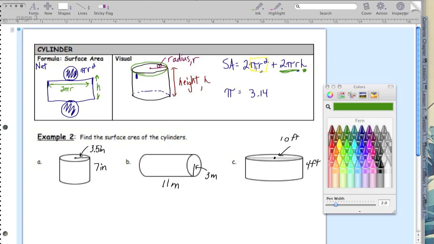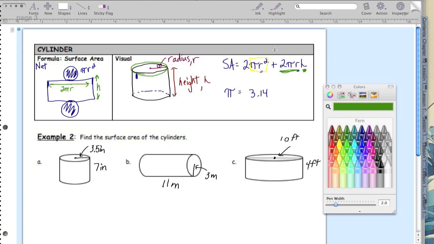So we can see now that this formula is kind of long, it has a lot of different parts to it, and looks complicated. It does. You guys are doing challenging stuff. You should be very proud of yourselves. And we can see where it comes from. 2 pi r squared is just the area of the two circles.